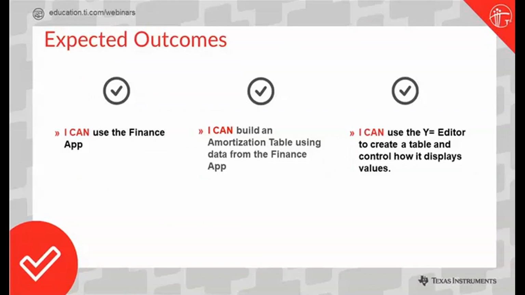So our expected outcomes listed here are not just using the finance app in a way to kind of feel your way around it, but then taking data from it and then using that to build an amortization table. It's sure to build interest, and I know I did that on purpose. We'll also stick a formula in the y= editor and build a table and control how it will display.